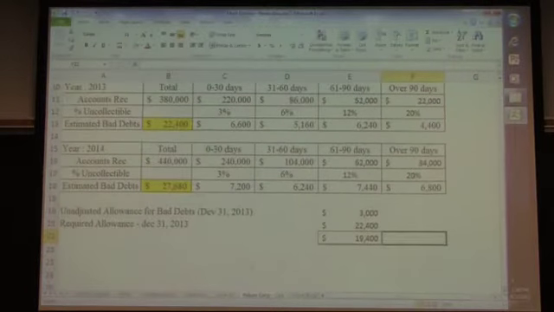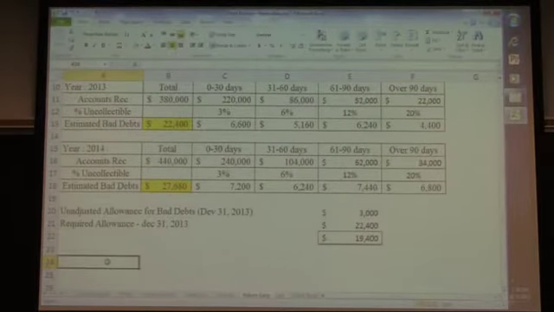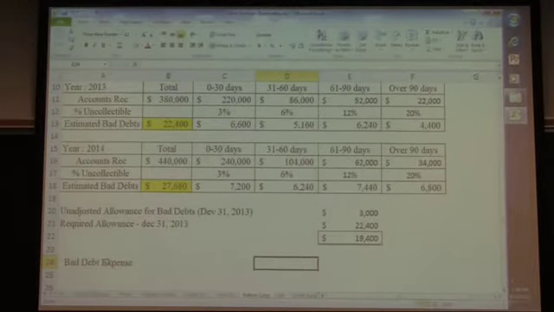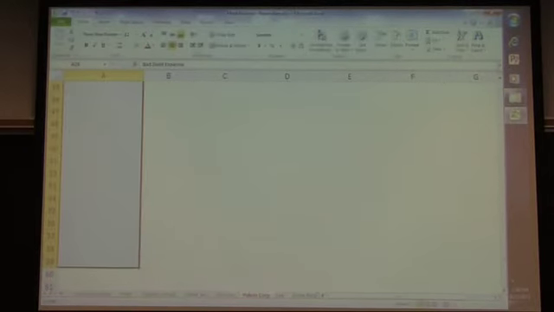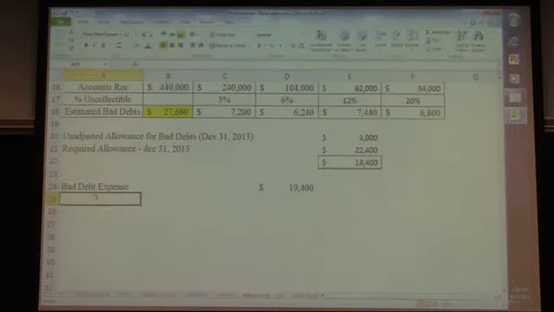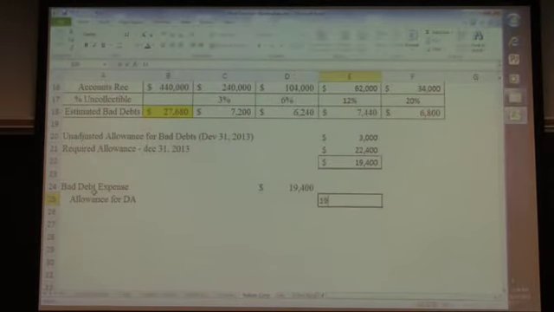And they ask you to make a journal entry regarding this, so I would debit the bad debt expense and credit the allowance for doubtful accounts for $19,400.